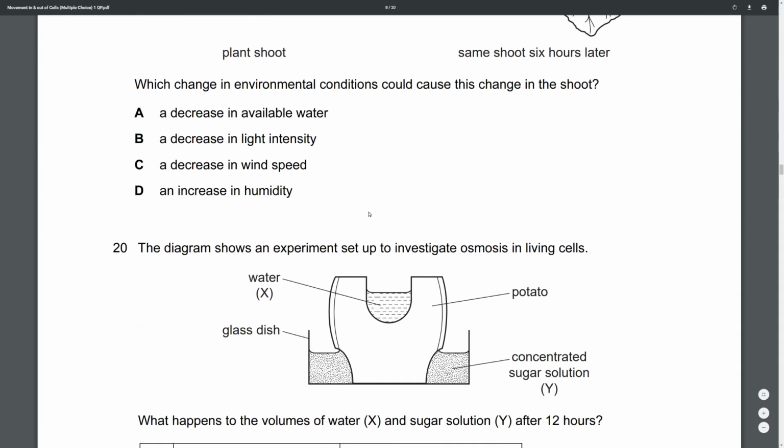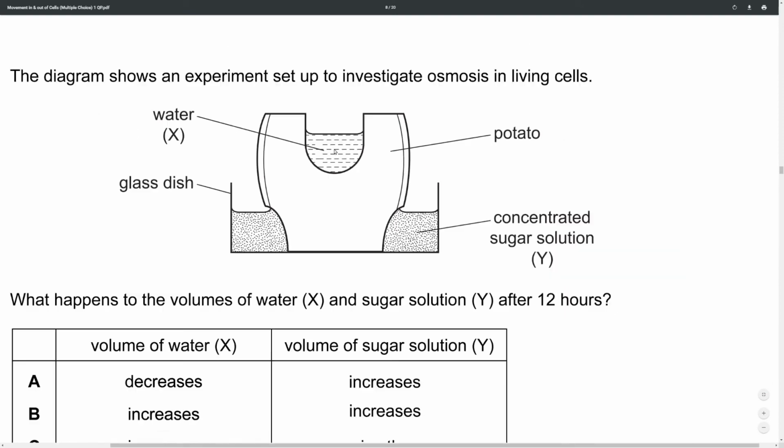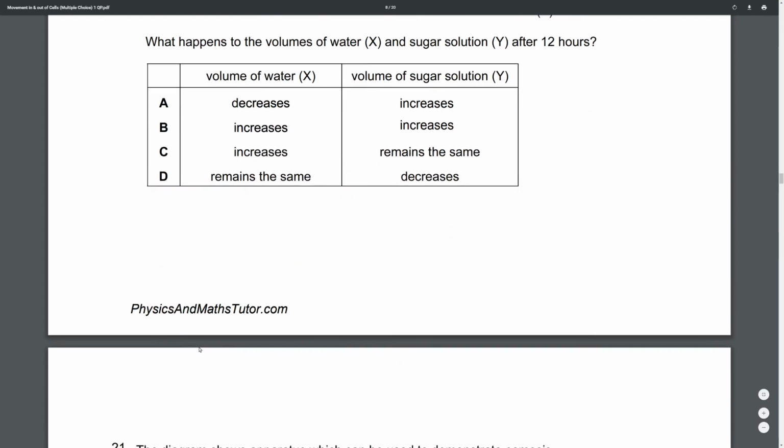Basically, the volume of water here will remain the same, as osmosis moves through a partially permeable membrane, but here there is no partially permeable membrane, so the volume of water remains the same. So we already know what the answer is. It's D. The concentrated sugar solution will decrease as it moves in, so it will be D.